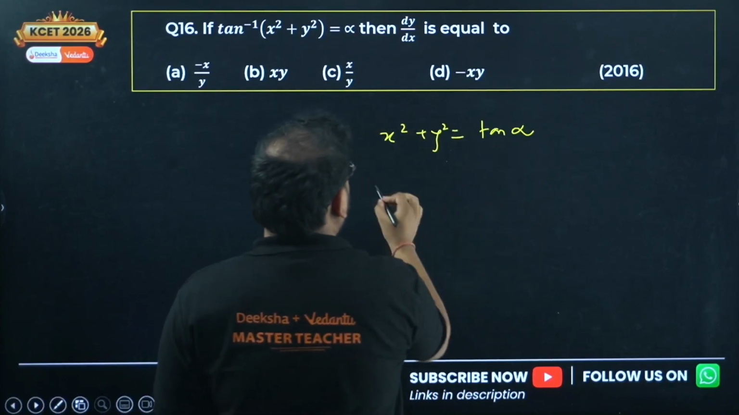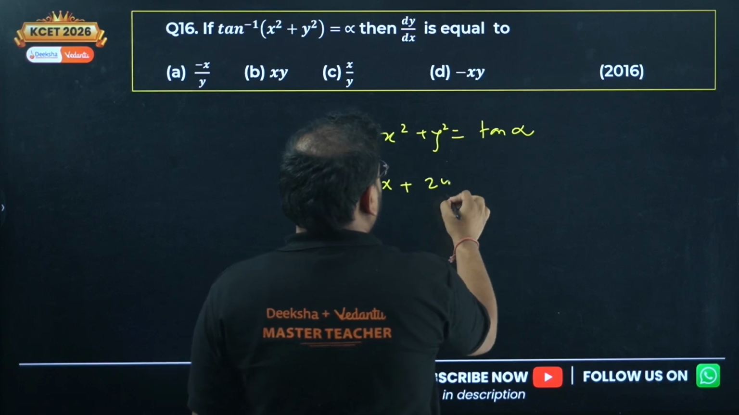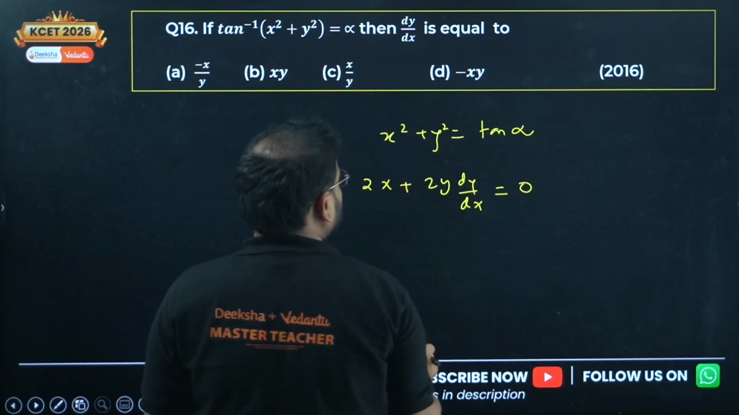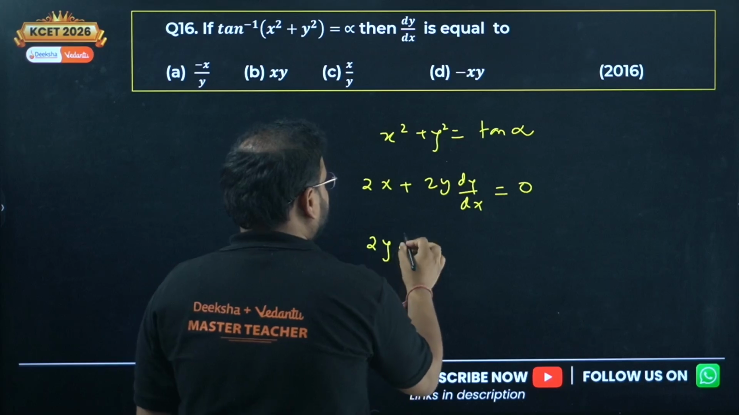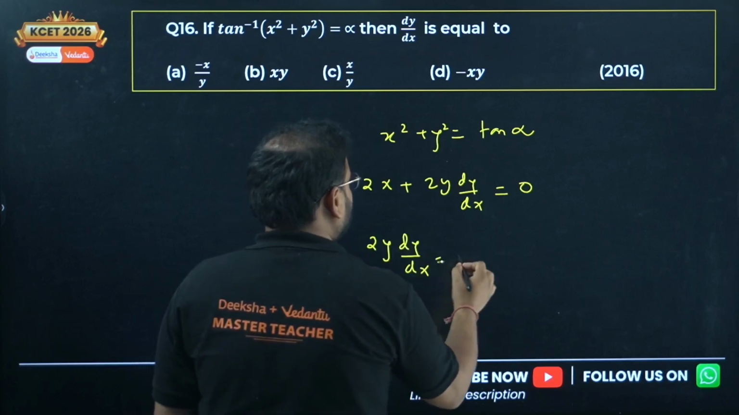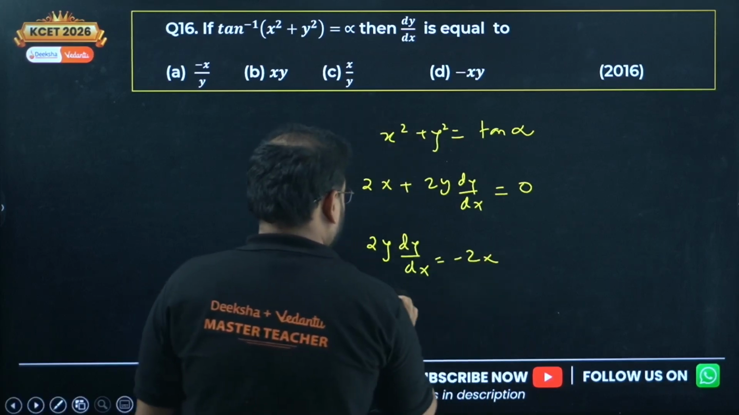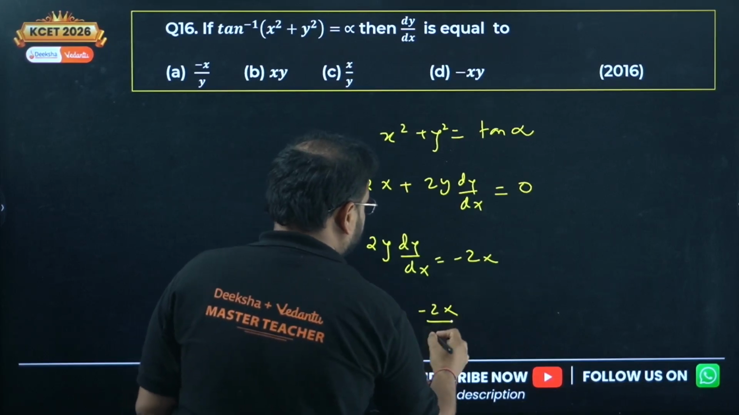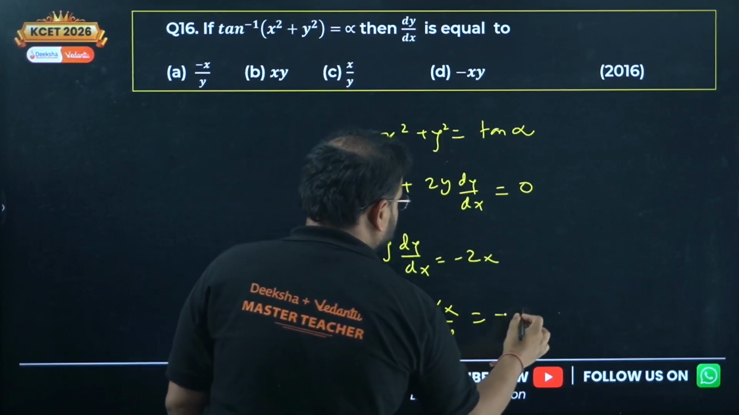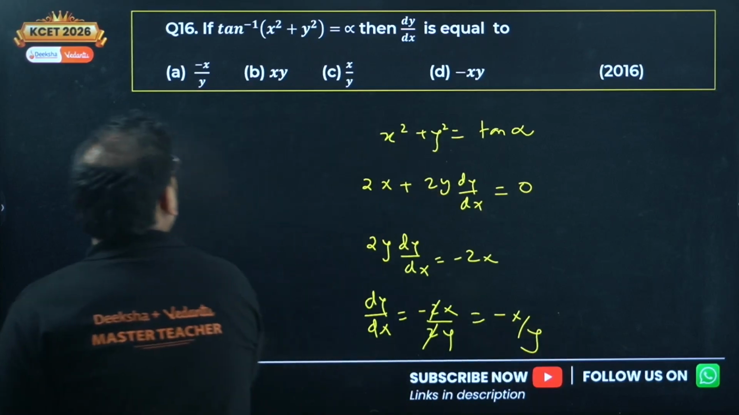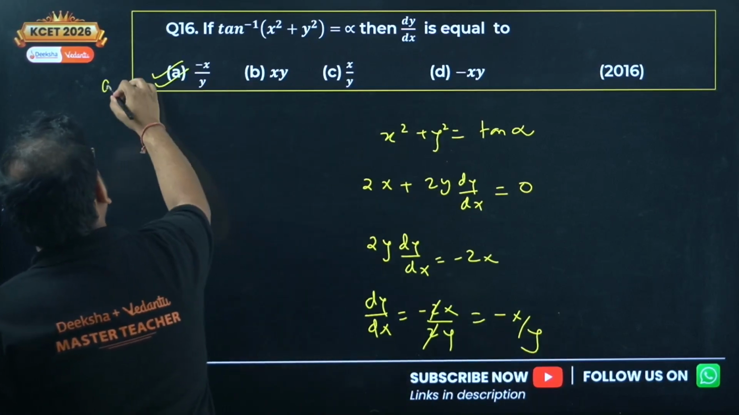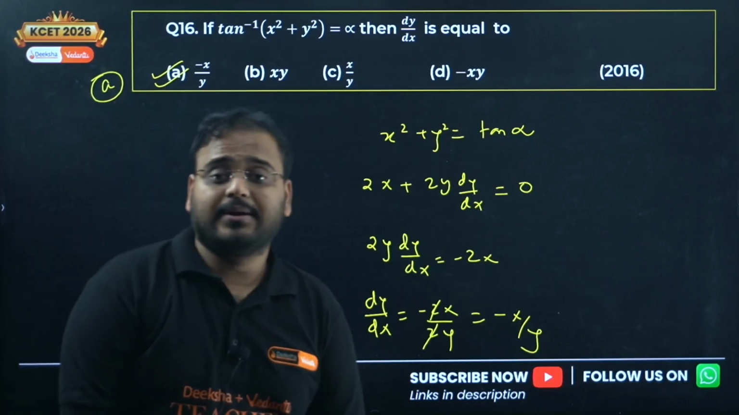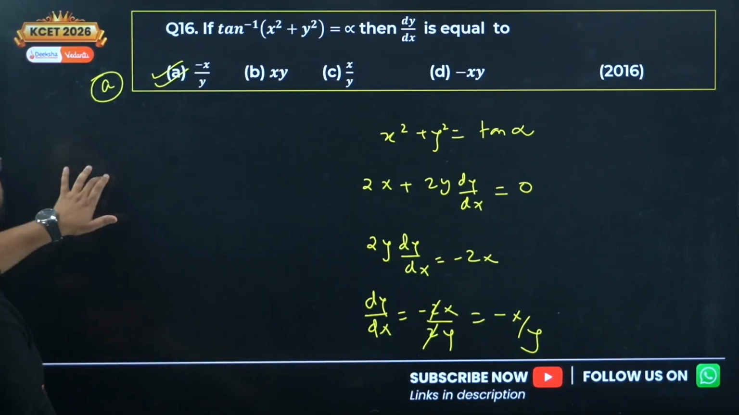Tan of alpha differentiated now. 2x, 2y dy by dx equals 0. On that side if you move, you get 2y dy by dx equals minus 2x. So you get dy by dx equals minus 2x upon 2y. 2 and 2 cancel. Answer is minus x upon y. Option A. 16th option A. Got it? 16th option A.